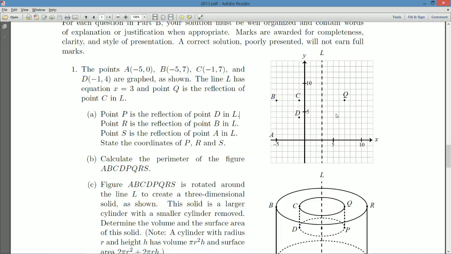So to be a reflection, it's just got to sort of be a mirror image. Now, fortunately, L is just parallel to the y-axis. So basically, all we'll be doing is counting the distance from, if we wanted to reflect D, we count the distance from D to L, and we go that much further, but on the other side. Okay, we can test that out with Q.